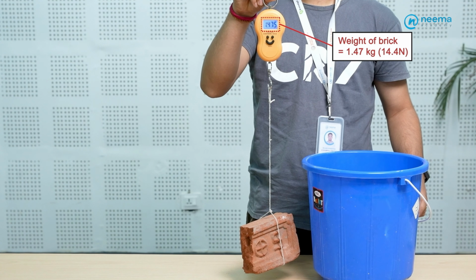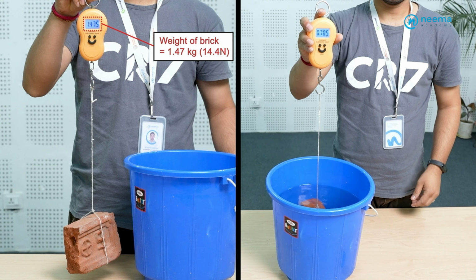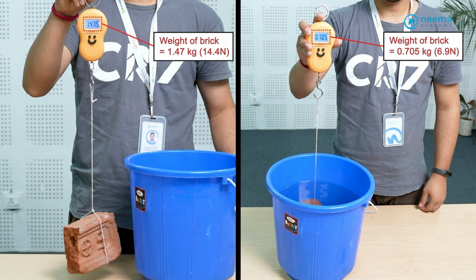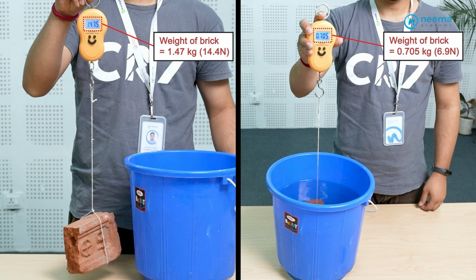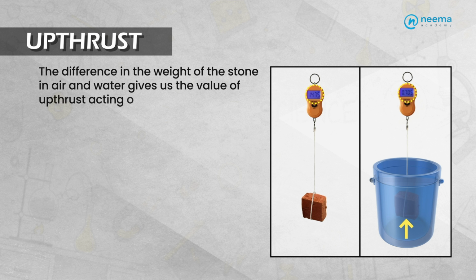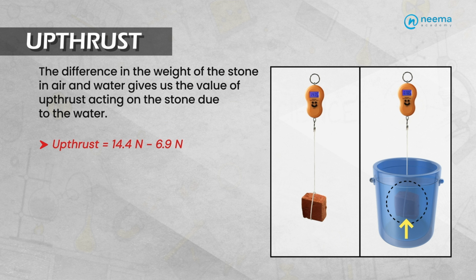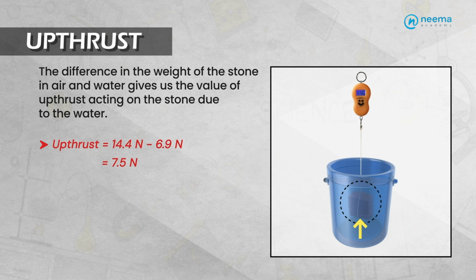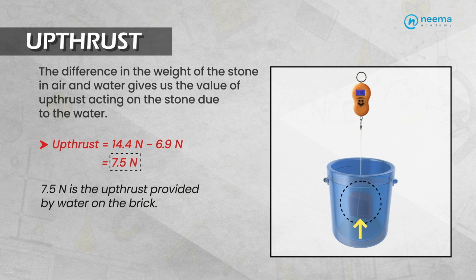Moving back to our activity, we recorded the weight of the brick in the air as 1.4 kilograms, 14.4 Newtons, and the weight of the same brick in the water as 0.705 kilograms, 6.9 Newtons. The difference in the weight of the brick in air and water gives us the value of upthrust acting on the brick due to the water. Thus, the upthrust experienced by the brick due to water is 14.4 Newtons minus 6.9 Newtons equals 7.5 Newtons. 7.5 Newtons is the upthrust provided by water on the brick.